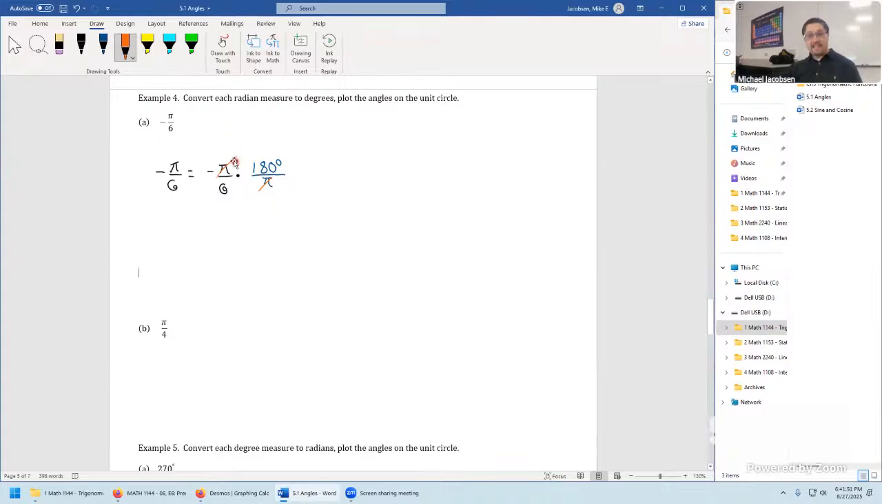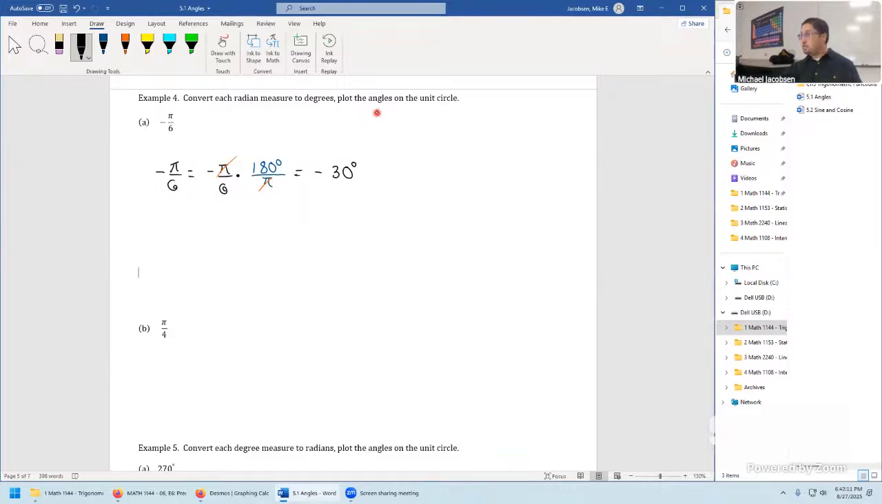The radian measurement angle that we never indicate as a unit is gone as well. And 6 goes into 180 30 times. So this turns into negative 30 degrees. At that stage, half our work is done. We've converted it from radian measurement into degrees.